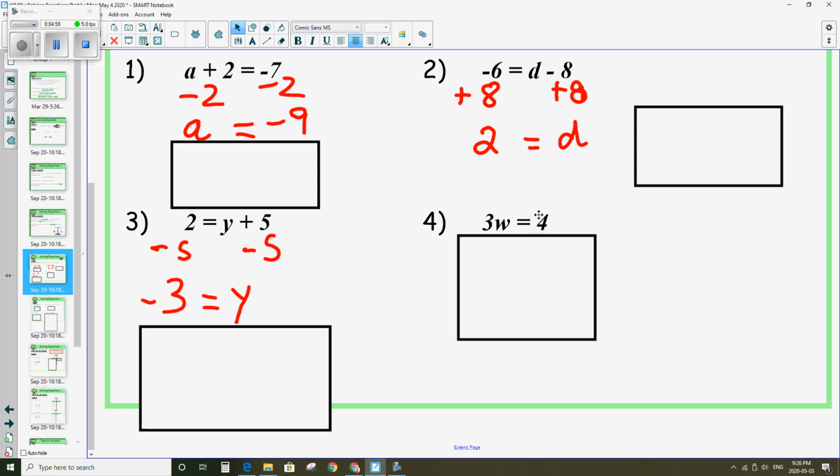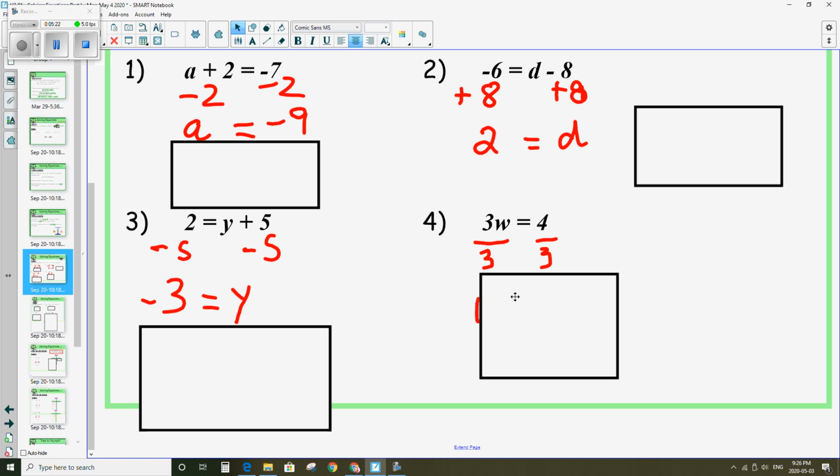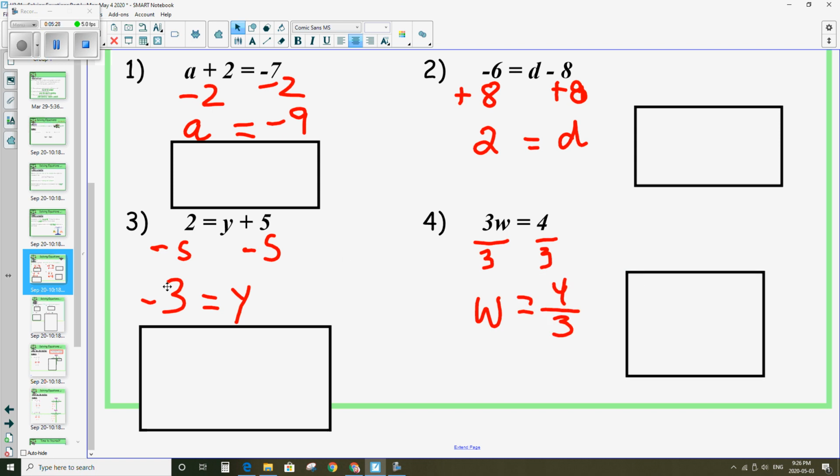And the last one on this page, this says 3 multiplied by W is equal to 4. So 3 multiplied by something is equal to 4. The opposite of multiplying is dividing, so we're going to divide both sides by 3. On the left we have 3W divided by 3 is W, which is what we wanted, the W by itself. And on the right-hand side we have 4 divided by 3, and you can leave that as a fraction.